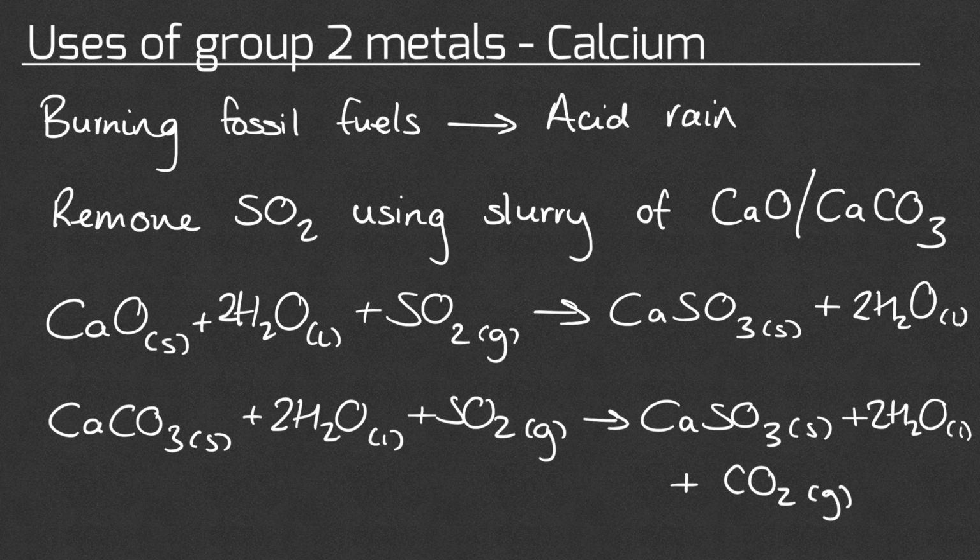You need to know the equations for this process, but you can see, as we mentioned the slurry earlier, that you've got solid calcium oxide and solid calcium carbonate with water to form that slurry, reacting with the sulfur dioxide gas to produce calcium sulfate, and in the case of the calcium carbonate, the carbon dioxide. Now you'll see that you've got water present on both sides, and that's because we're using it as a slurry rather than an aqueous solution. So you do have to show the water molecules on each side.